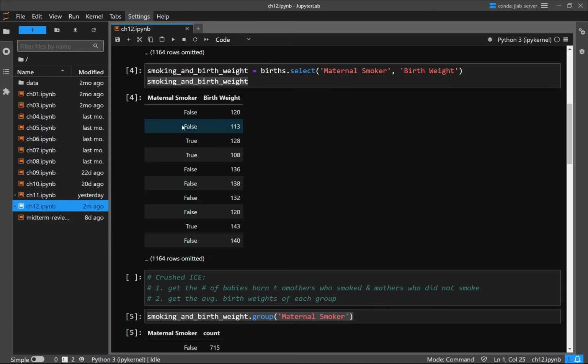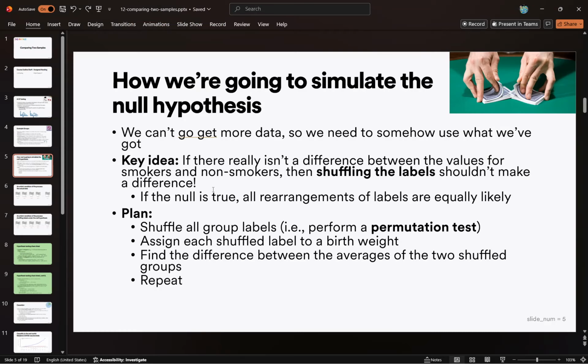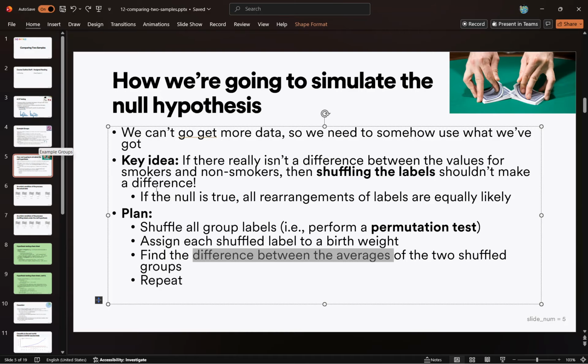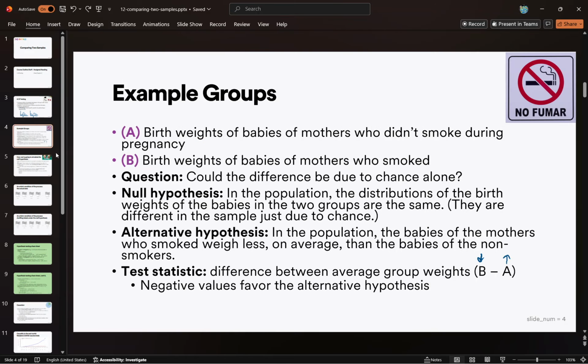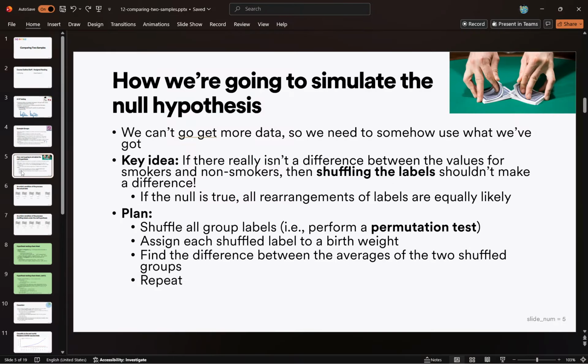And at that point, we've got a bunch of shuffled falses and trues, and we're just going to pretend that that's what really happened. And we're going to attach each of those to a birth weight, and for those new shuffled labels, we're going to pick the smoking mothers and the non-smoking mothers, get the average birth weights, and see the difference. And in theory, if there was no difference, we should see values very close to 0. Okay, so that's how that works.